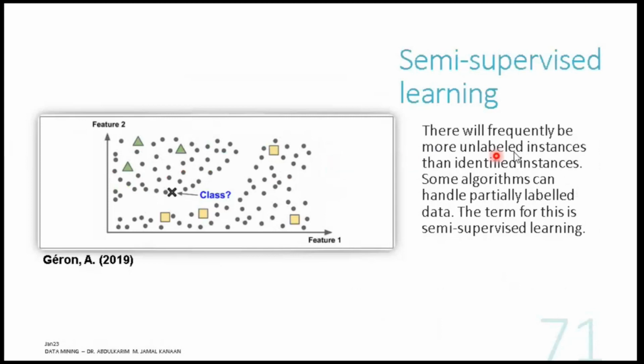Semi-supervised learning, as we said, is where the majority of your data points or instances are unlabeled. You don't know to which class they belong. Some algorithms can handle partially labeled data in this case, because here, if you see, most of the data points have no category. We don't know whether they are triangle or square, the label. The majority are unlabeled, while we got only a few instances which are labeled. Okay? So this requires a semi-supervised technique.